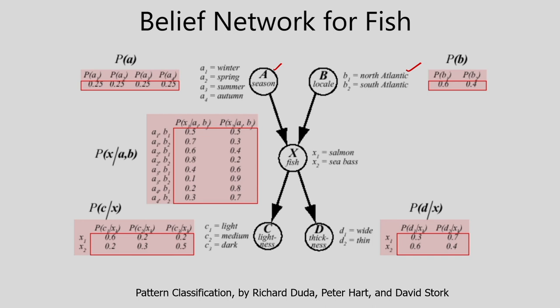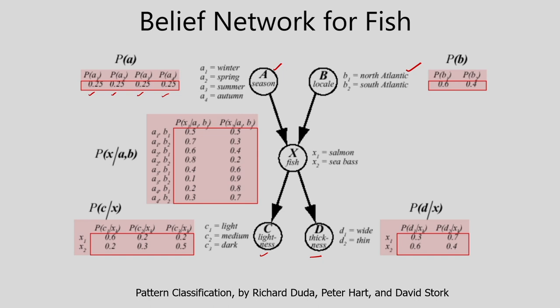And also the lightness of the fish, that variable we are considering as C. It may be light, medium, or dark. That is the lightness of the fish. Also the thickness of the fish, corresponding to this we are considering the variable D. D1 is wide and D2 is thin. Corresponding to all these variables you can see the probabilities we are assigning. For the season A, the probability of A1 is 0.25, A2 is 0.25, A3 is 0.25, and A4 is 0.25.